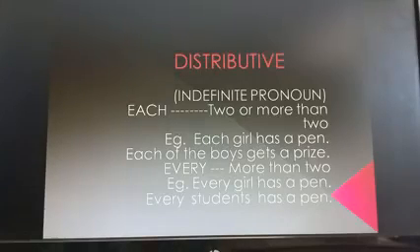Likewise, every. In every, we need more than two. Keep this thing in your mind, that in each we need either two or more than two, and in every more than two. If there are two persons, we can't use every. More than two objects or persons, we will use every. Every girl has a pen, and another one is every student has a pen.